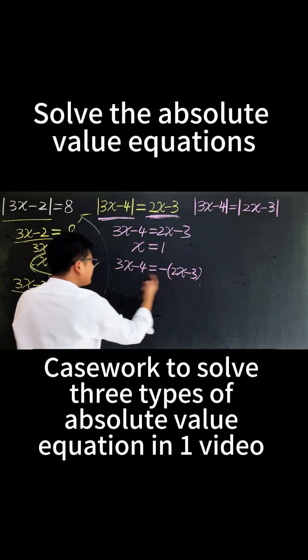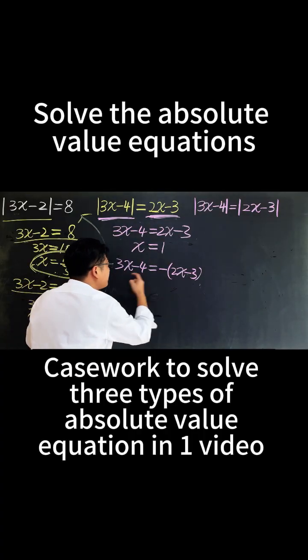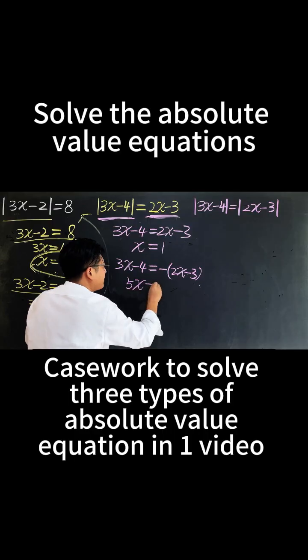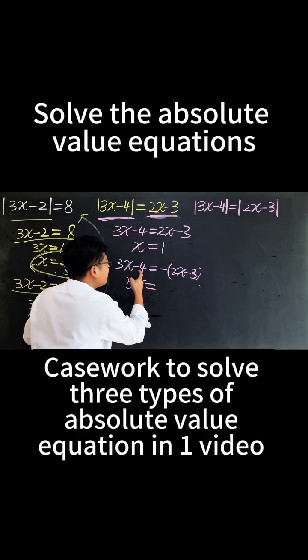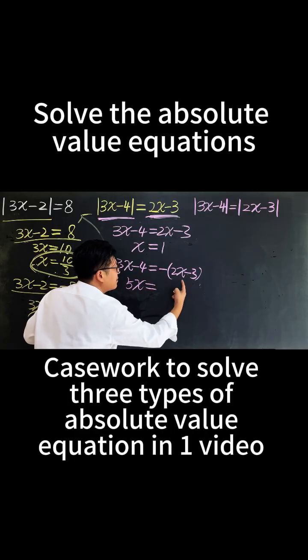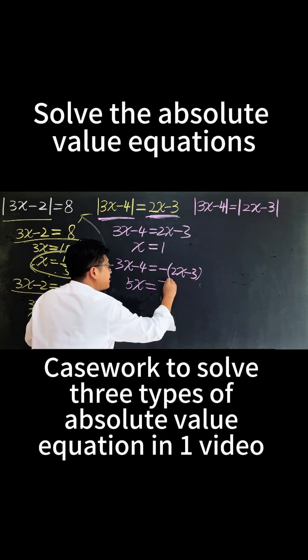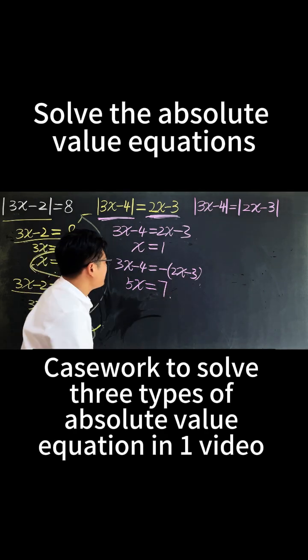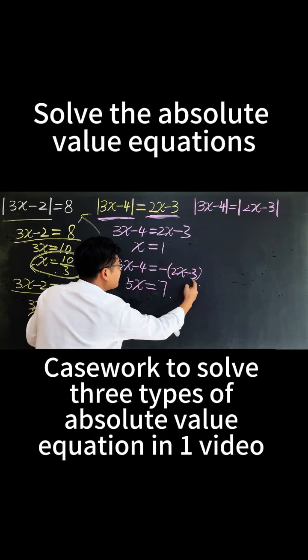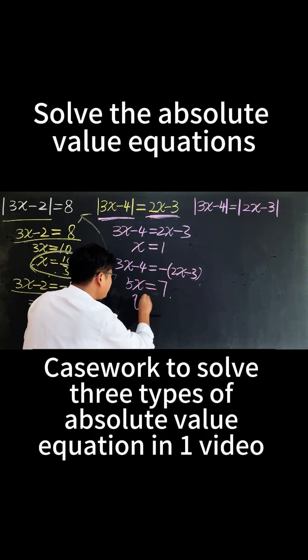Then when you move this over, 3x plus 2x becomes 5x, right? Move it to the left side. And when you move the negative 4 over, it becomes positive 4. This is positive 3, so isn't it equal to 7? So this is positive 3 and positive 4. X equals 7/5. Let's try substituting it back in.